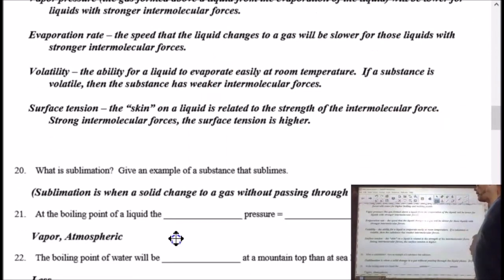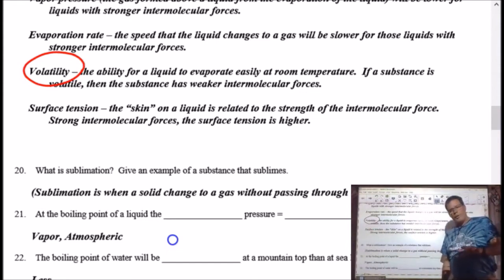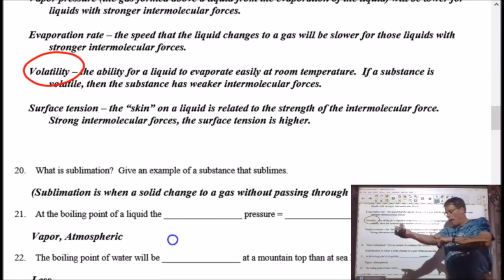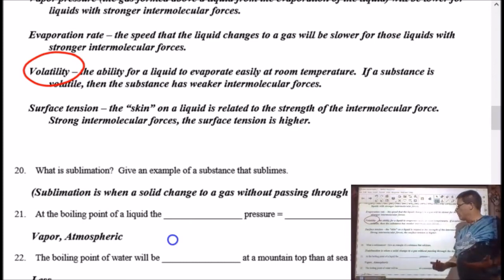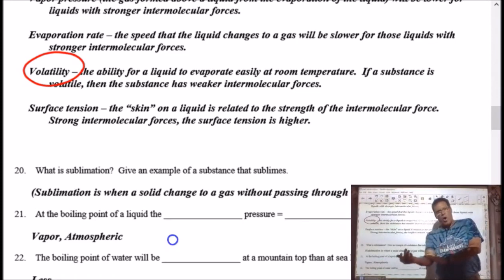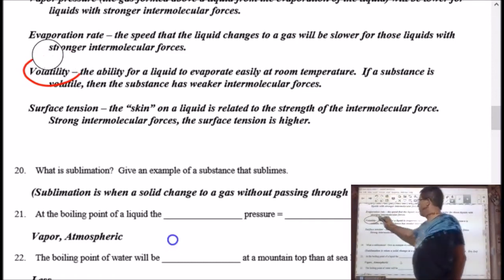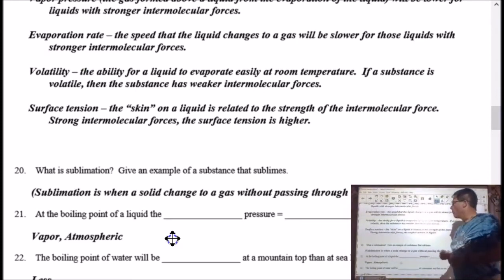Volatility is the ability of a liquid to change into a gas easily at room temperature. Things like acetone, alcohols. When the nurse puts alcohol on your arm for a blood draw or before a shot, it feels cold because the alcohol is reacting with the heat in your skin and evaporating quickly, which draws the heat out. And again, alcohols are very volatile. That doesn't mean they're all explosive, but a lot of them are flammable.